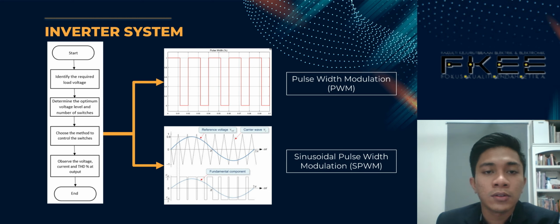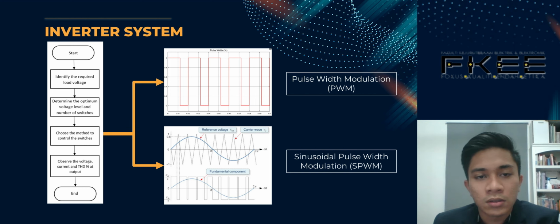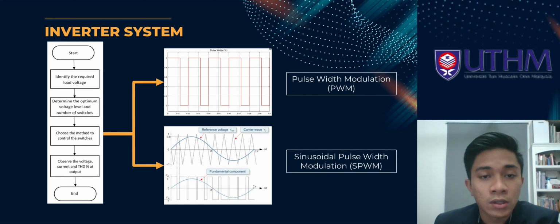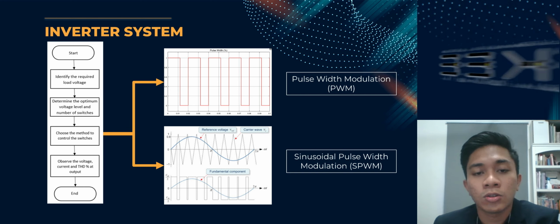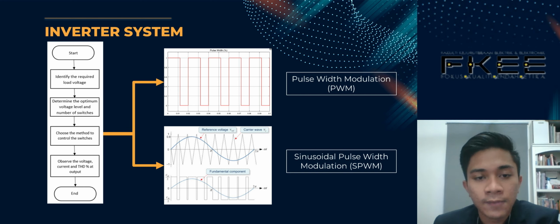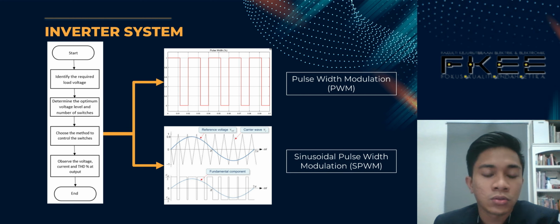So this is the flowchart for the inverter system in designing the multi-level inverter. Firstly, we need to identify the required load voltage. It can be 20 volt, 24 volt, 5 volt, 240 volt, 230 volt, and so on. And then we determine the optimal voltage level and the number of switches that need to be used for this design. And we choose the method to control the switches.